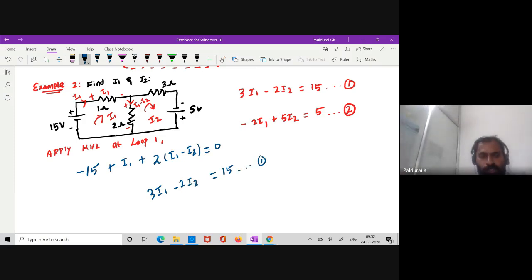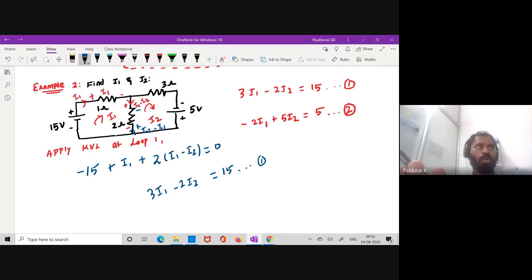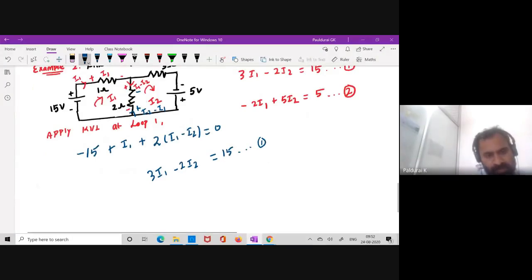Similarly, when you move to loop 2, what is the current flowing through the 2 ohm in the direction of loop 2? In the direction of flow, the current is I2 minus I1. The logic is very simple. Whichever loop we write for, that loop current will dominate. If it is for loop 1, then I1 minus I2. If it is for loop 2, then I2 minus I1. It's very simple. So now apply KVL at loop 2.